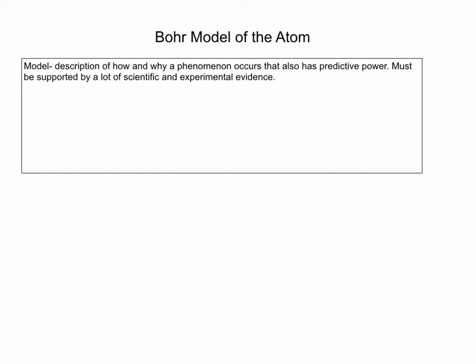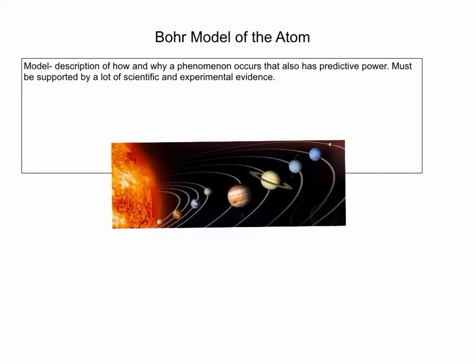For example, in the model of the solar system, this model, based off evidence and observations over years and years and years, allows us to explain why the planets and stars seem to move in the ways they do. It also allows us to predict when the planets are going to be in certain places in the sky, when comets will pass by the Earth, and even when eclipses will occur.